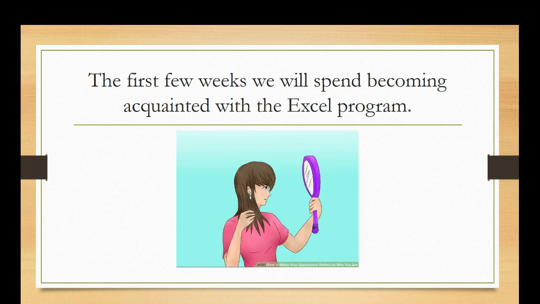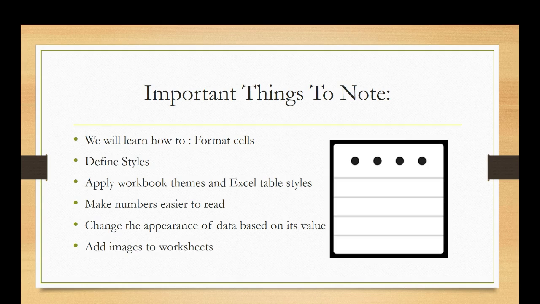As you know, we're spending the first few weeks becoming acquainted with the Excel program, and again, if you're a Power Excel user, you may know a lot of this, but I guarantee that you're going to learn some new things, so please be patient. In this chapter, we're going to learn how to format cells, change the way they look, which can add a lot to your workbook's appearance. Specifically, we're going to learn how to define styles, how to apply workbook themes and Excel table styles. We're going to learn how to make numbers easier to read for the user, and we're going to learn how to change the appearance of data based on its value. And then finally, we'll work a little bit with images.